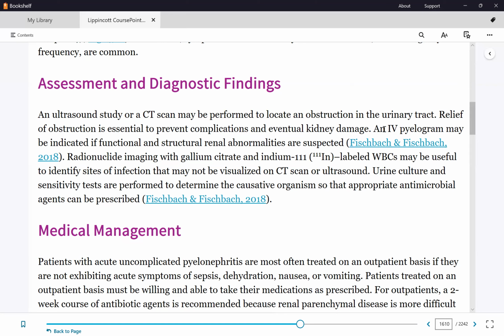This test, an IVP, stands for intravenous pyelogram. So this is the use of a contrast agent in order to visualize the kidney. Do a CAT scan, you need an IV contrast. Now, just like any other test that uses an IV contrast, what is your contraindication?